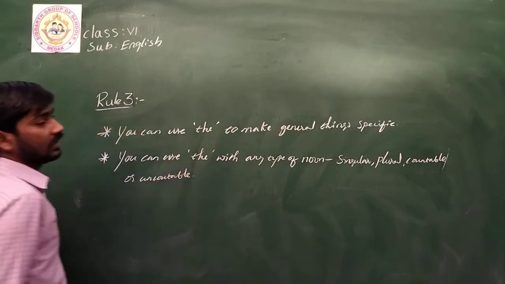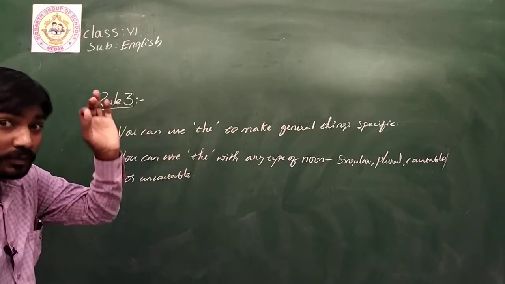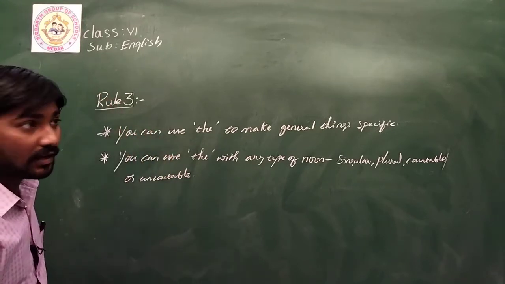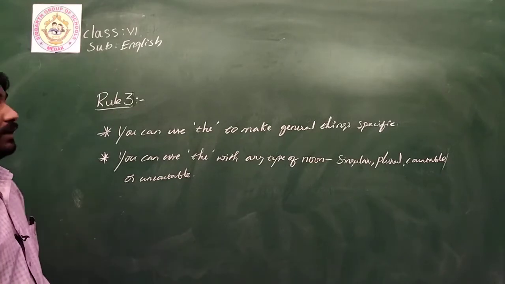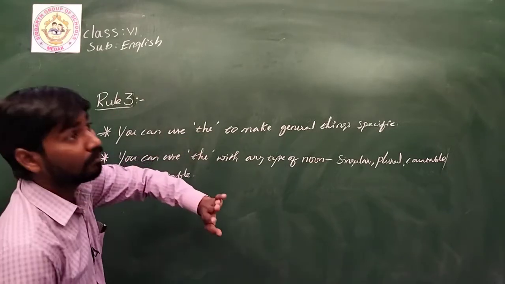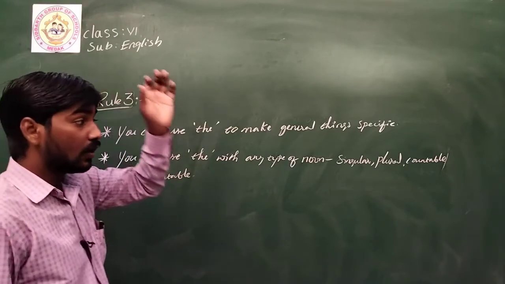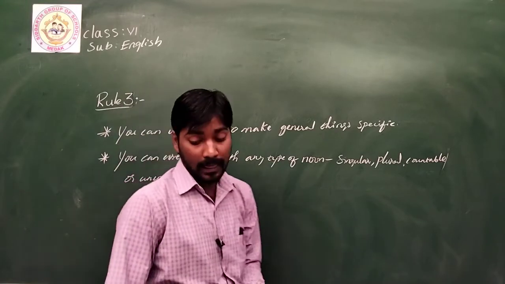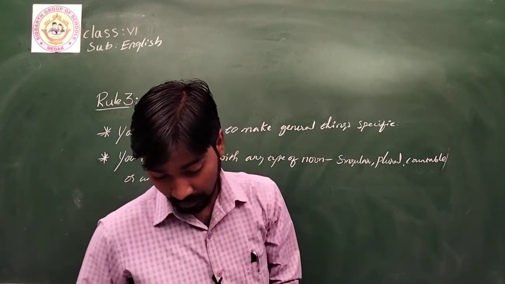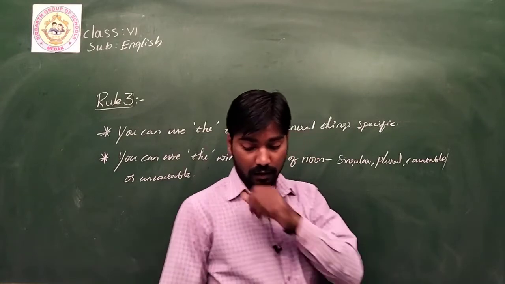So these are the 2 rules, children. You can use the to make general things into specific ones. What is general and what is specific, I will teach you. Don't worry about that. You can use the with any type of noun, but not like a or an, where we use a or an only before singular, that too a countable noun.